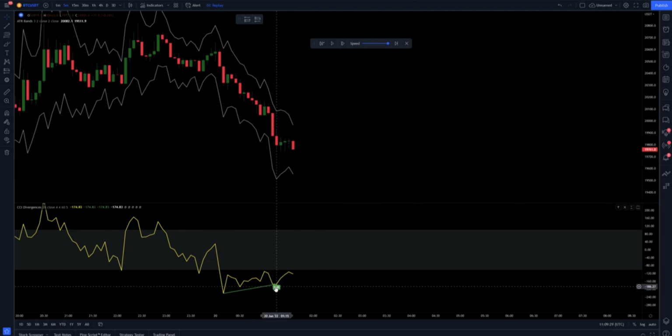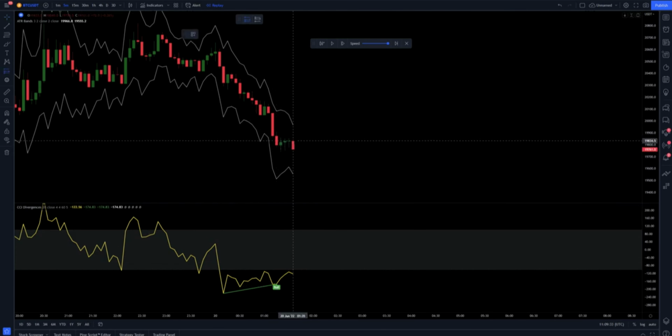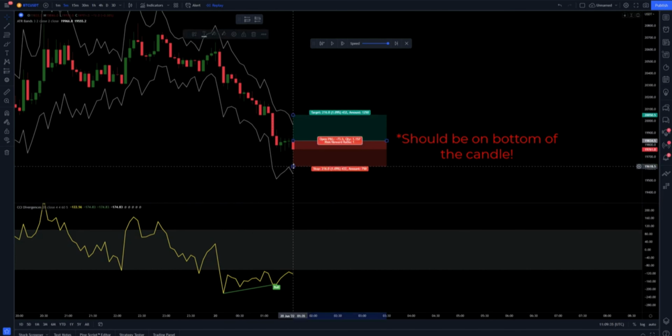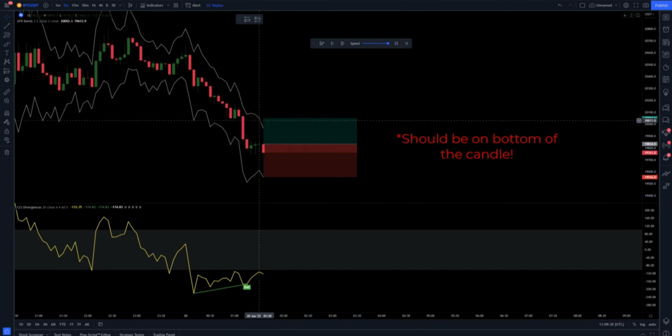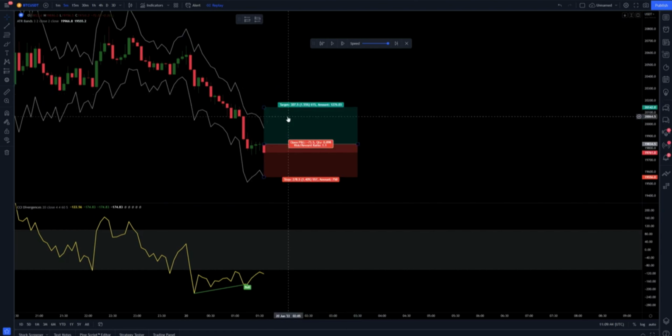Think of it this way. RSI might scream overbought at the exact moment a strong trend is beginning. But the CCI, it tells you that yes, price is stretched, but in a way that could keep going. It helps you ride waves, not fear them.